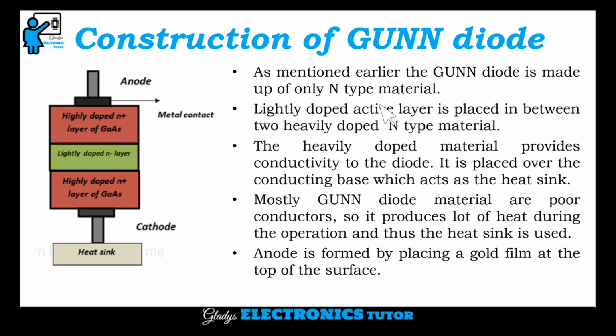So the lightly doped active layer is placed in between two heavily doped N-type material. The heavily doped material provides conductivity to the diode. It is placed over the conducting base which acts as the heat sink. So mostly Gunn diode materials are poor conductors, so it produces a lot of heat during the operation and thus the heat sink is used. Anode is formed by placing a gold film at the top of the surface.